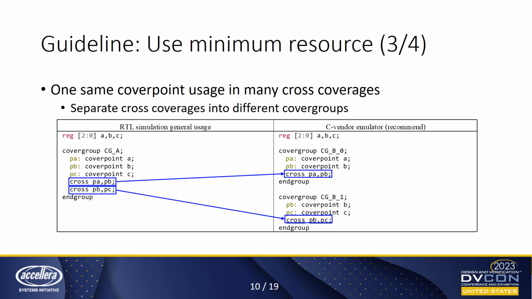And this slide shows another example to use minimum resource. If one cover group has multiple cross coverages and these cross coverages have one common cover point, it is better to separate the cover groups and put the cross coverage in each cover group. In the table, the PB cover point was common to both cross coverages. In the next slide, I will share why.